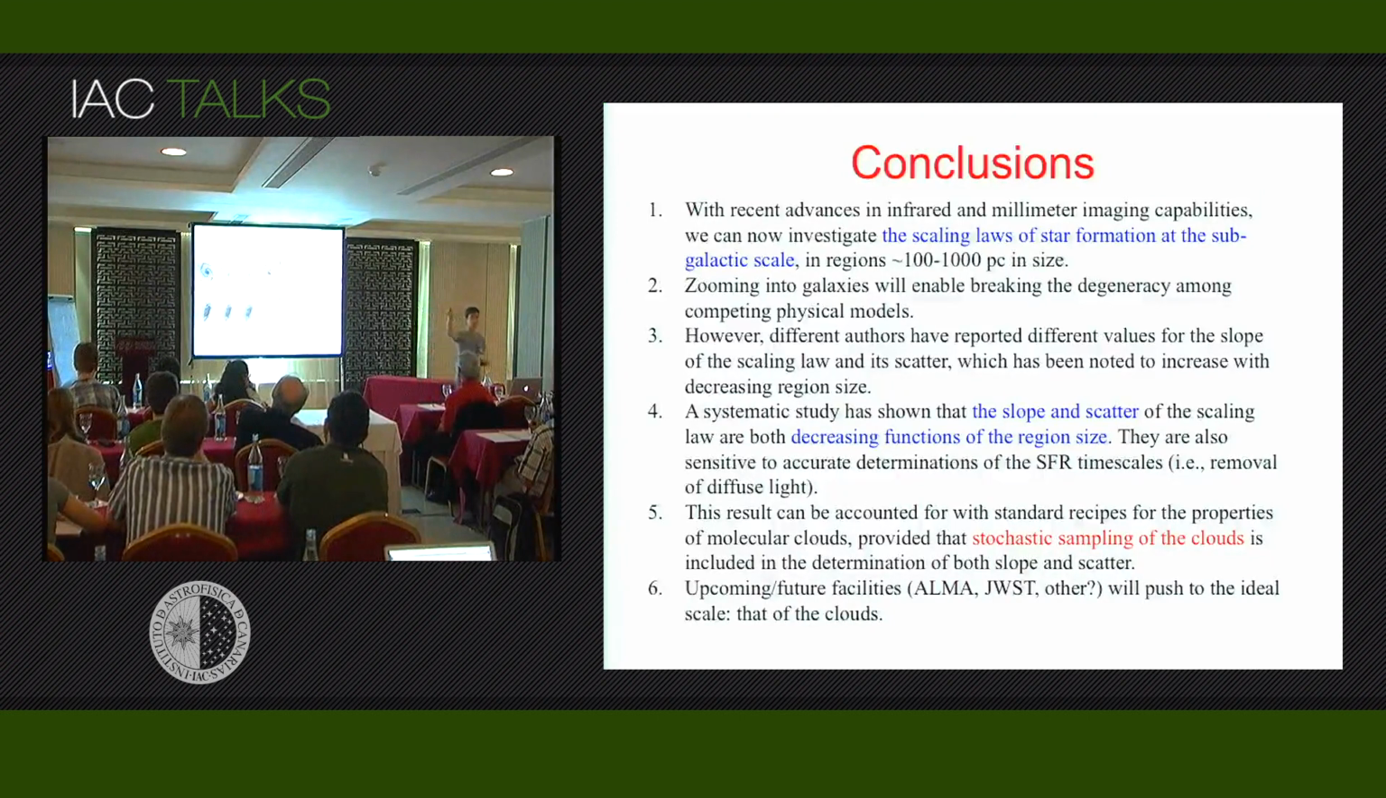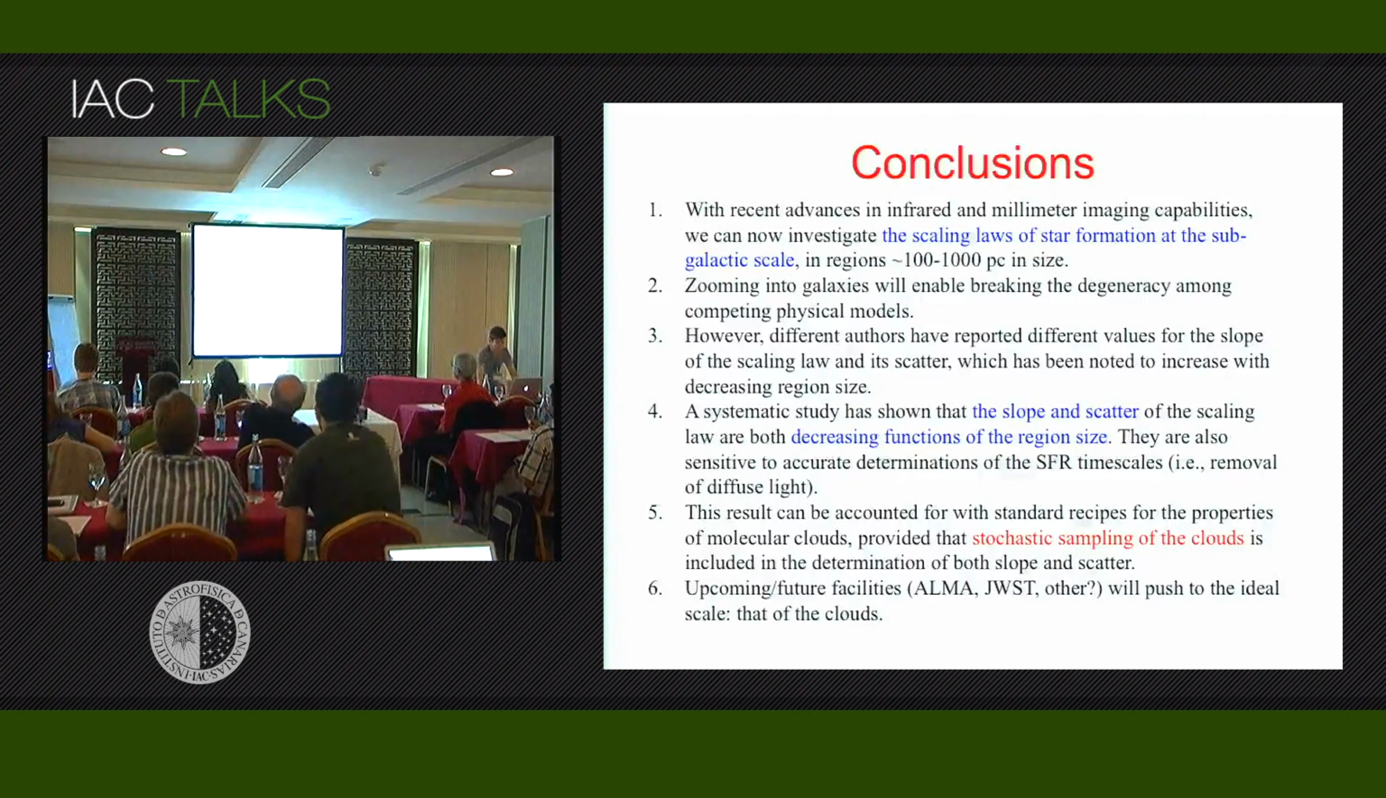Hopefully, if we zoom into galaxies, we can remove some of the degeneracy that we saw happening between models when we look at galaxies as full data points. Like one galaxy, one data point, we run into degeneracies for discriminating among models of star formation. The reason different authors have obtained different results might be due to the fact that so far stochastic sampling has not been built into the predictions for the scaling laws of star formation.